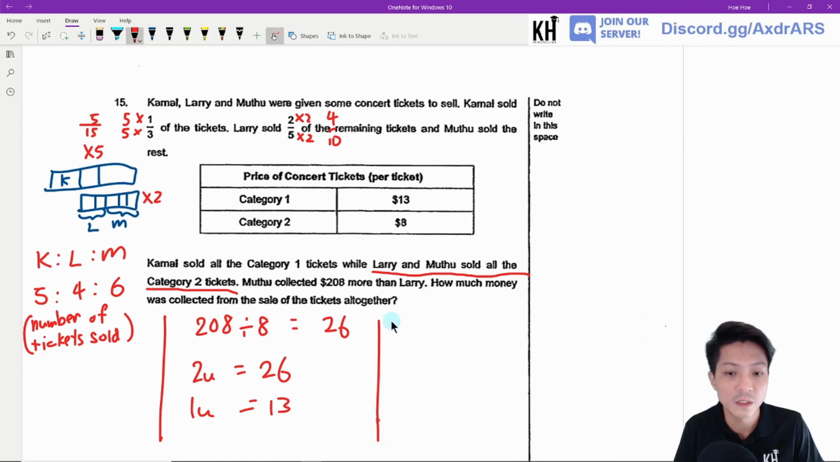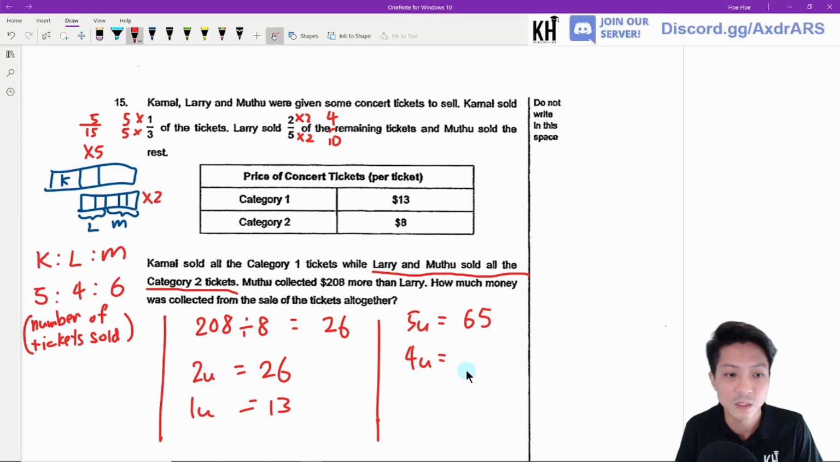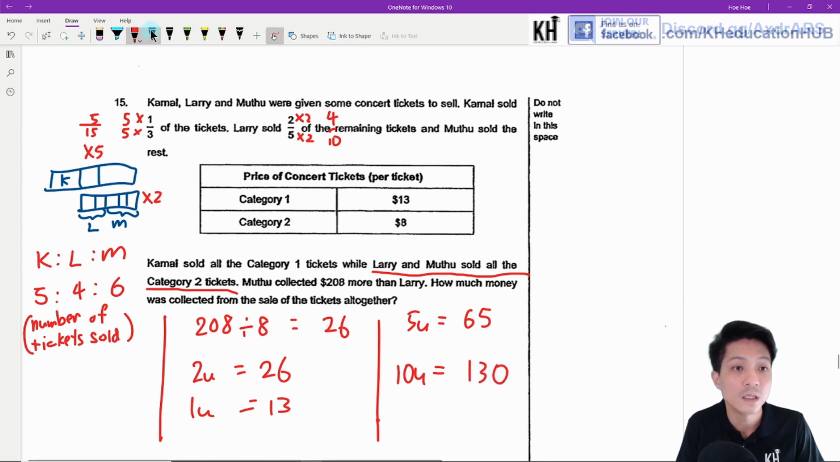From here, I'm gonna figure out what 5 units is equal to. Okay, 4 units. I do not need to calculate 4 units because Larry and Mutu are the same, so I'm going to get 10 units, which is 130.